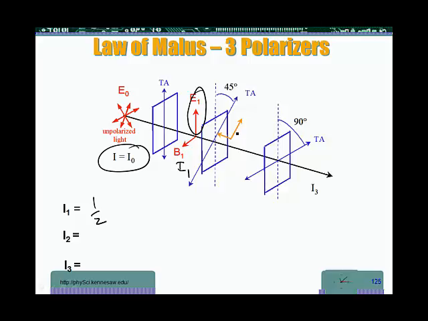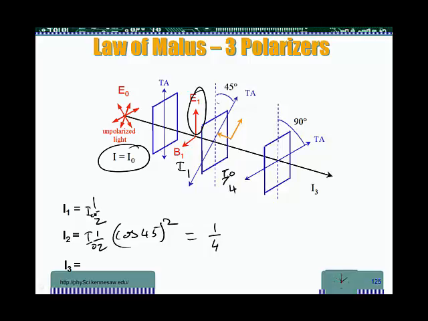Now, the second polarizer has its transmission axis at an angle of 45 degrees relative to the polarization of the wave. So now intensity 2 is going to be 1/2 times cosine of 45 degrees squared. Cosine of 45 degrees squared is 1/2, so I2 is going to be 1/4. So I'm going to have I0 over 4 here.